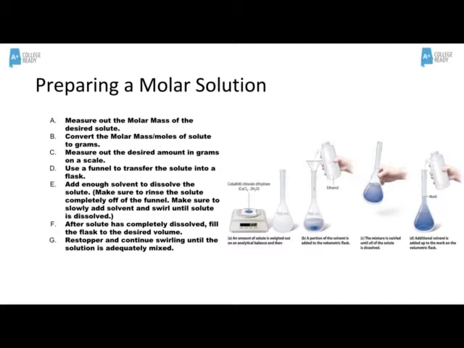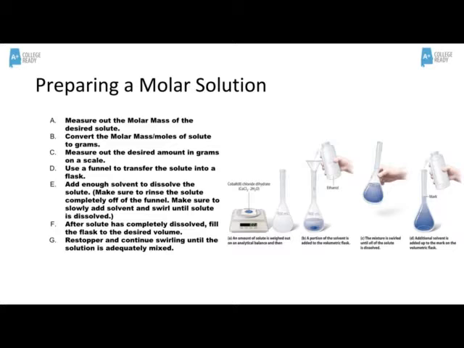Then what you want to do is you want to put that into a flask. So you would use a funnel to pour the solid into the flask, and then you would add just enough solvent to make sure you can dissolve the solute. You don't want to fill it all the way up to the desired volume, because if you do, your volume might be off if your solute hasn't dissolved yet. So you want to make sure that you add just enough to dissolve the solute.